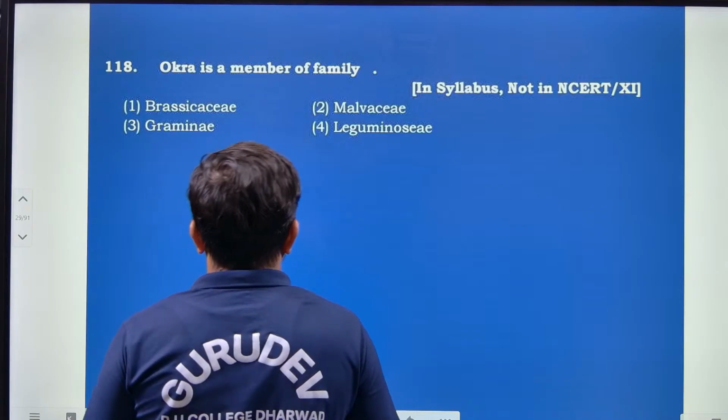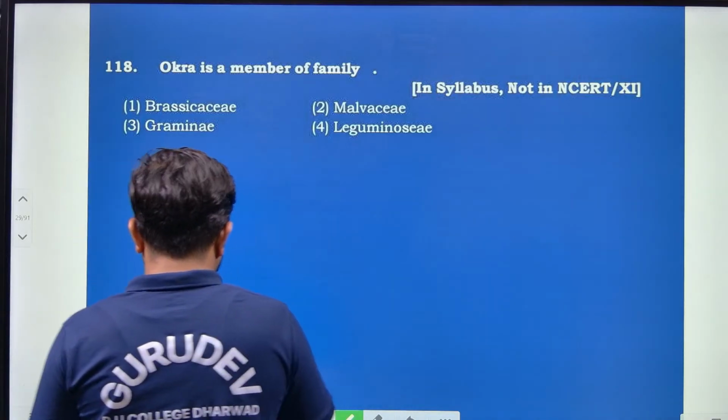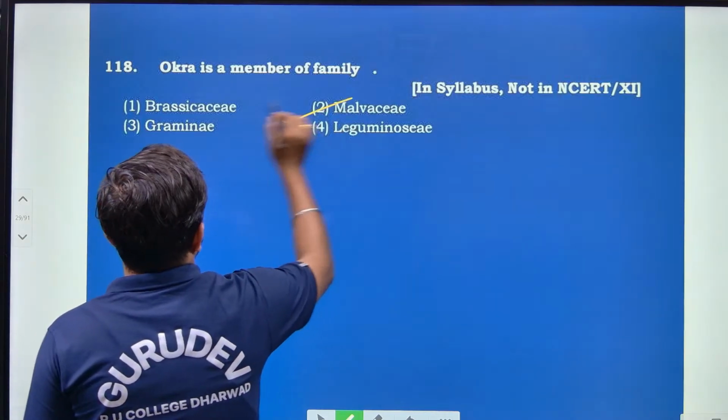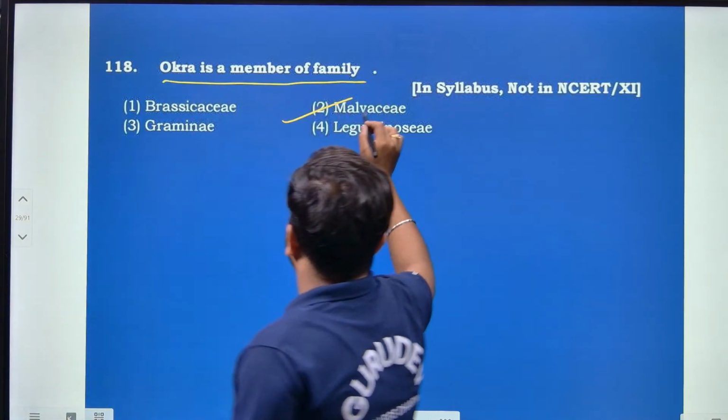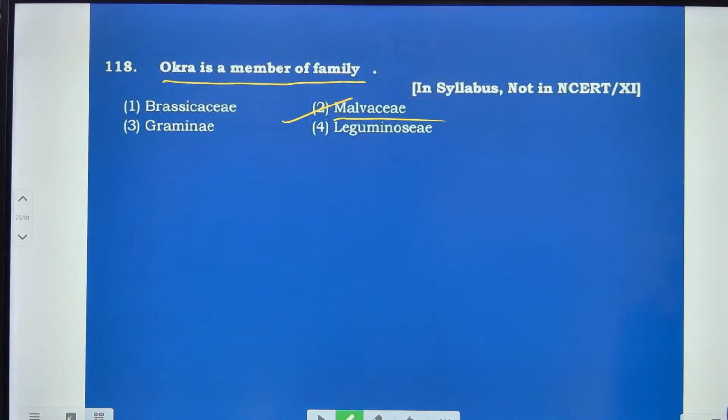Okra is a member of a family, right? Okra is a member of the family Malvaceae, right? So that can be seen.